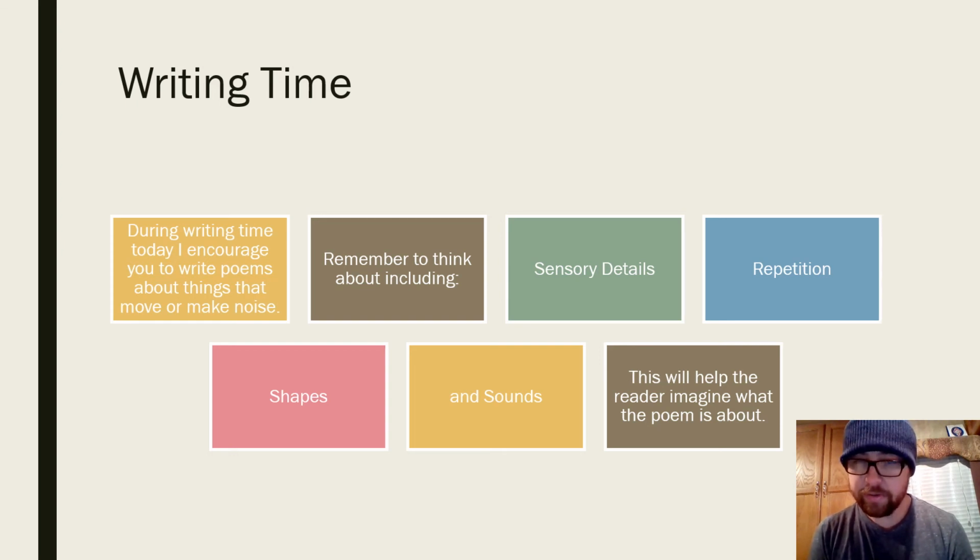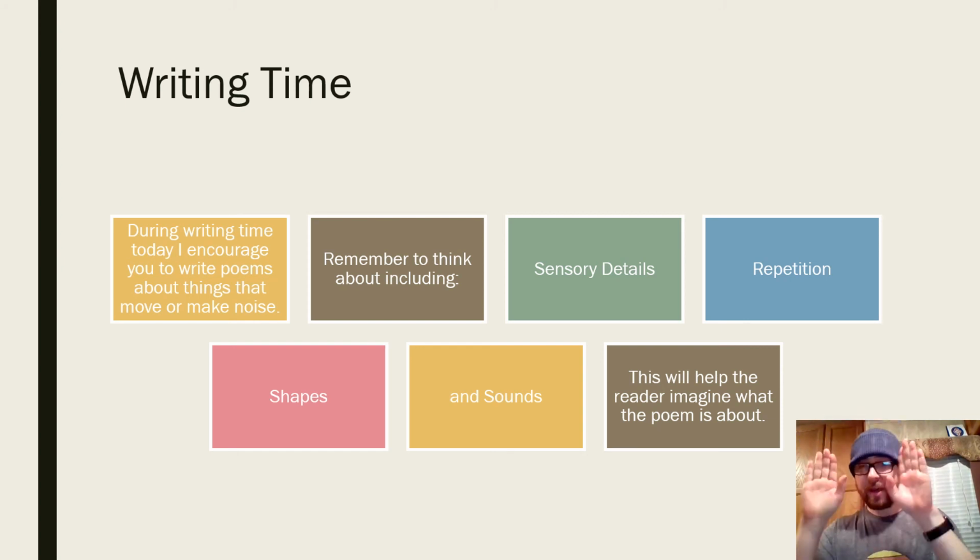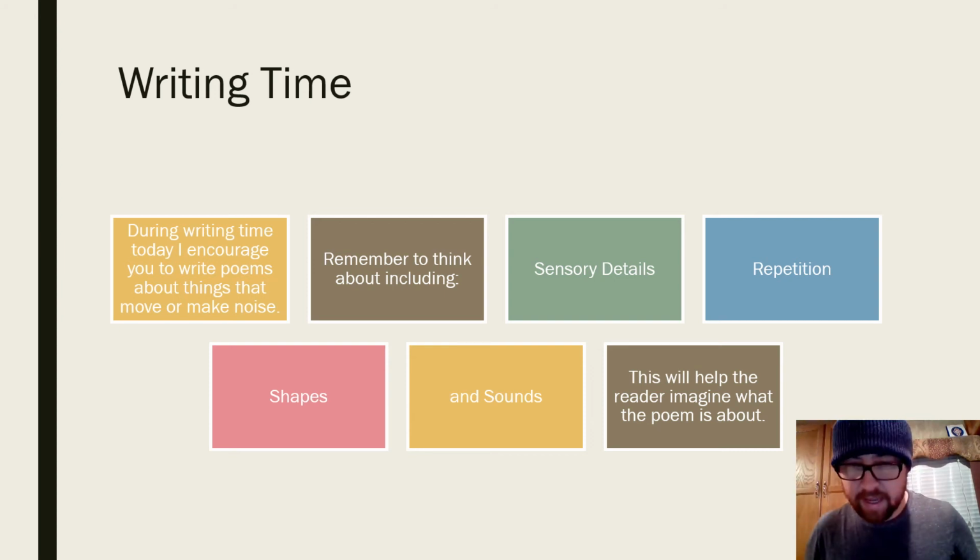Remember to think about including four things, okay? We're focused on sensory details. Repetition, repetition, repetition. Shapes. How is your poem going to look? Right? How's it going to look? And sounds. What do the things in your poem sound like?